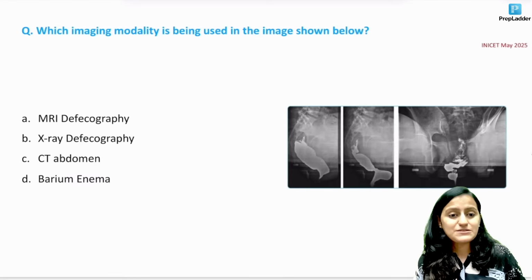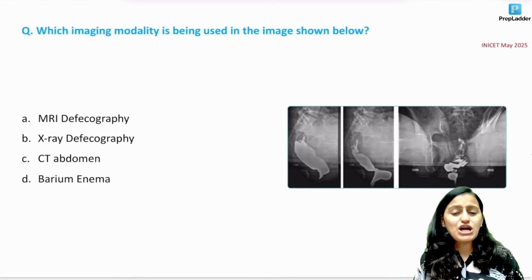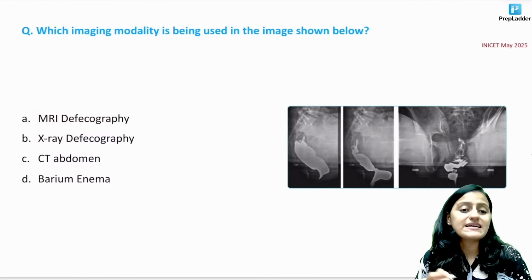Okay, going to next one. What will be answer to this one? This is INI-CET 2025 question. So do not get scared just looking at the term defecography. Oh my God, what is this? I don't know that. But look at the options. Is it X-ray or is it MRI?